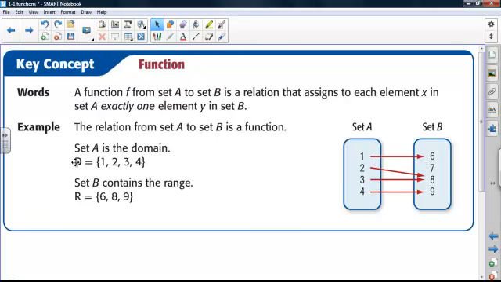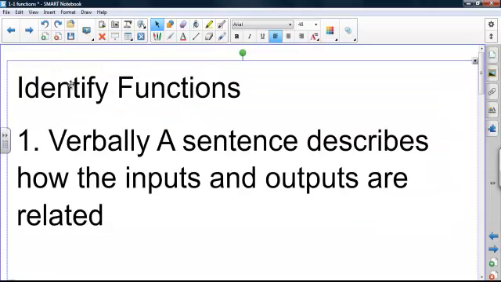Now, the domain is all the elements that are going to be in this set. The range is all the elements that are used in this set. So 6, 8, and 9 are the range. 1, 2, 3, and 4 are the domain. Okay. So there's 4 different ways you can identify functions.